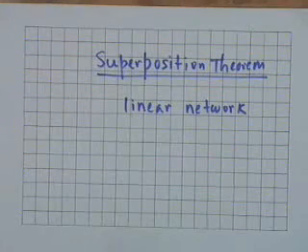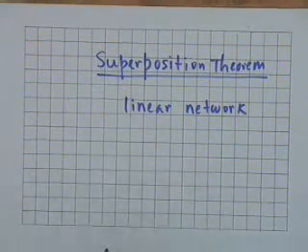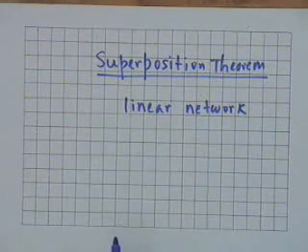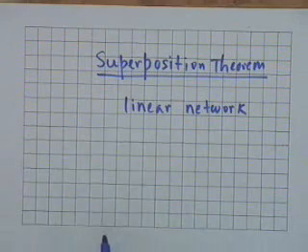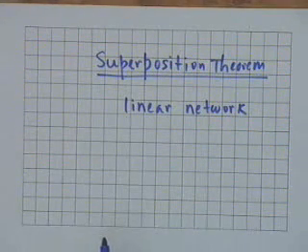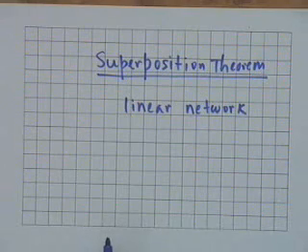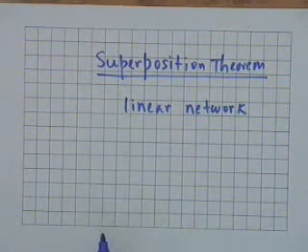The theorem concerns a network in which there is more than one source, all right. Maybe there are a few voltage sources, a few current sources and so on, and you want to find out the current or voltage in any branch of the network.